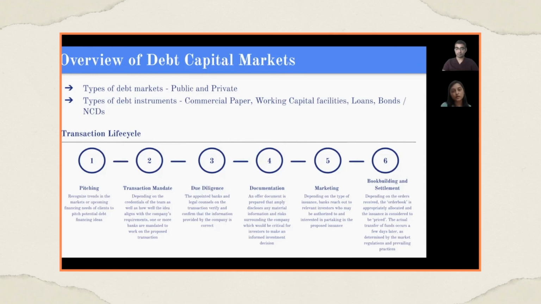There is a few days of gap between the pricing and the settlement. Settlement is when the money actually flows into the issuer from the investor's end. And depending on the market norms and the regulations, the number of days could vary. So this is the overall transaction life cycle, as to what a typical debt capital markets transaction looks like in general.